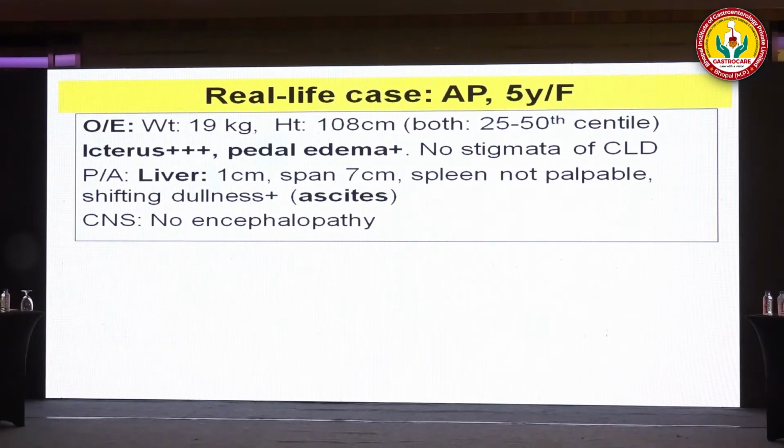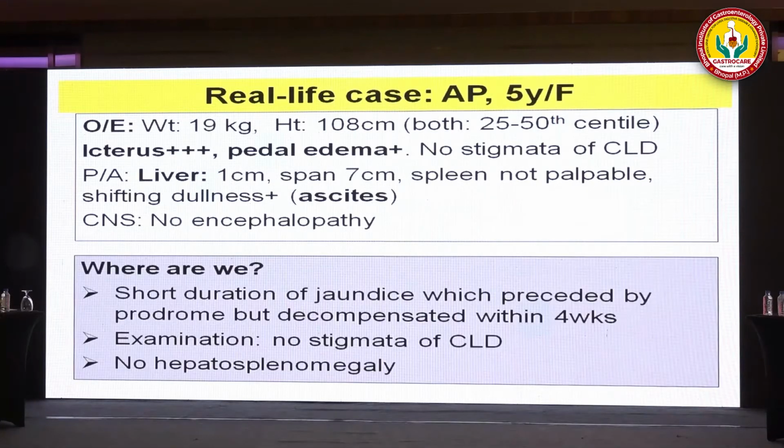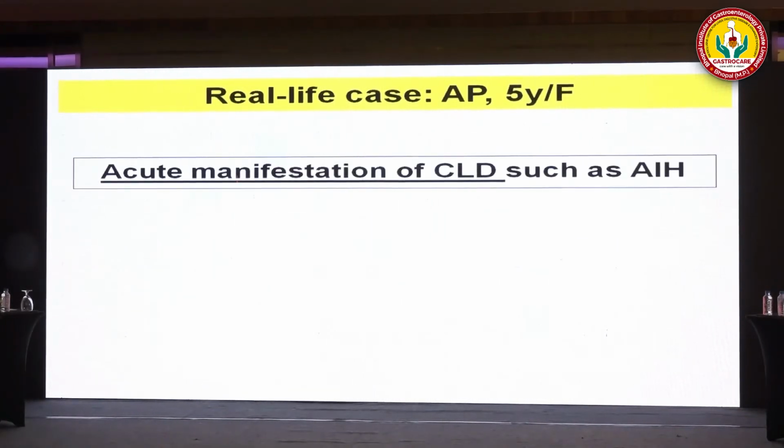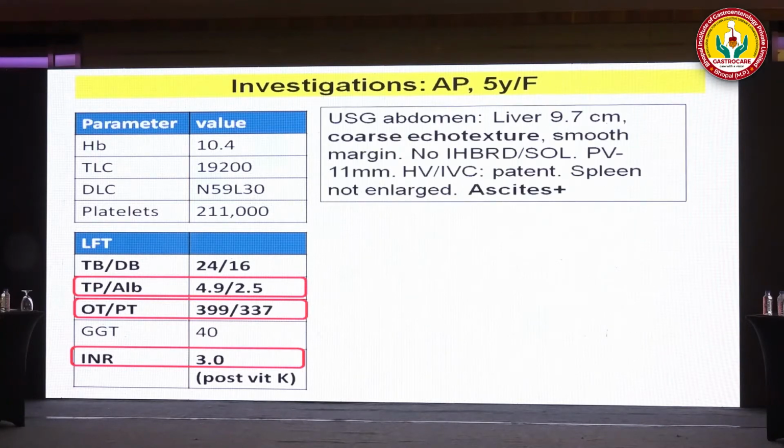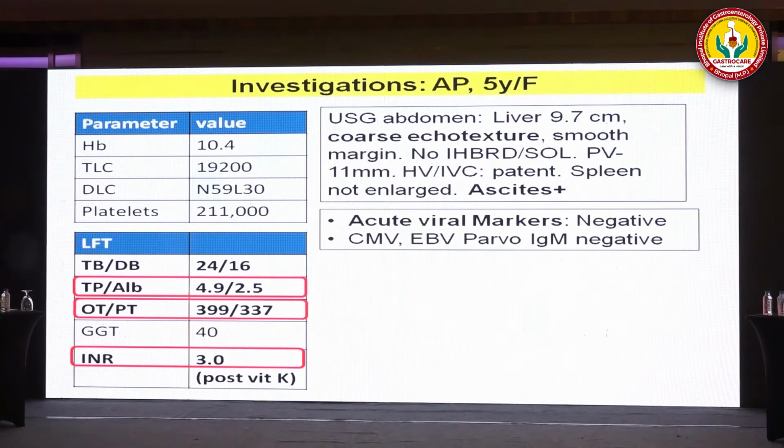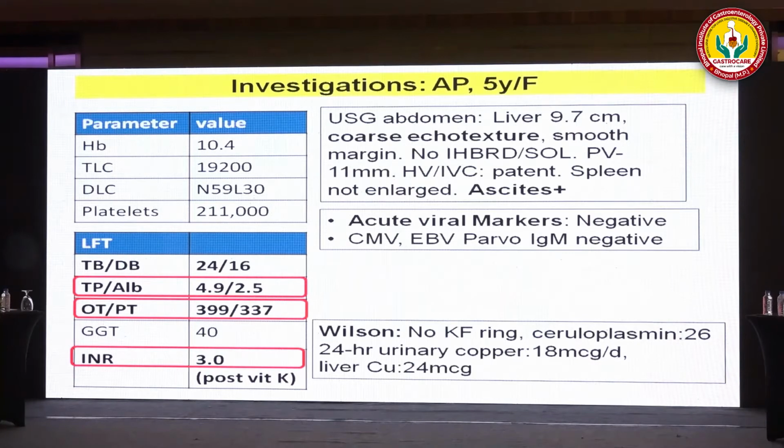There is edema, there is icterus, however no stigmata of chronic liver disease. Abdominal examination showed a small liver and ascites. So the same problem, short duration with early decompensation, and we thought it is the acute manifestation of chronic liver disease or ACLF, and investigated. Investigation showed very high bilirubin of 24, low albumin, prolonged INR, raised SGOT/SGPT. Ultrasound showed some coarse echotexture, nothing else, and ascites. Acute markers were negative, Wilson disease workup negative, normal ceruloplasmin, no KF ring, 24-hour urine copper was normal.